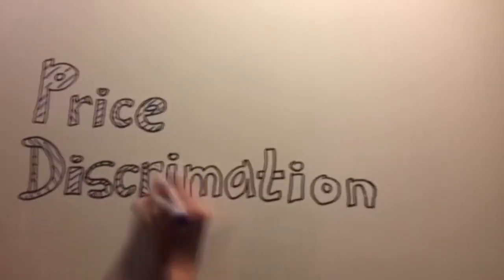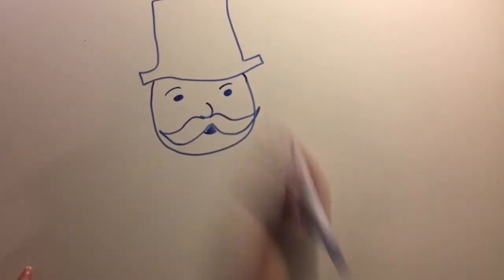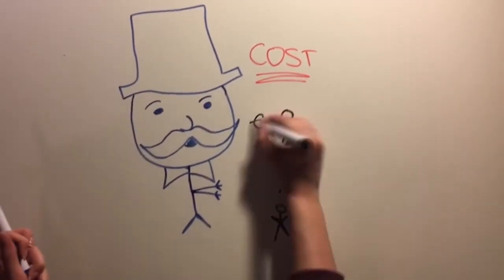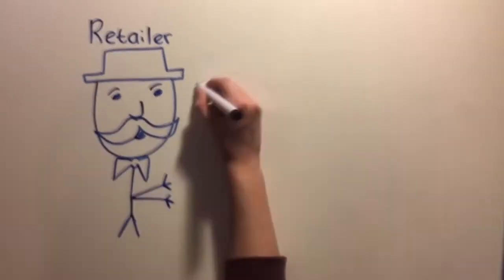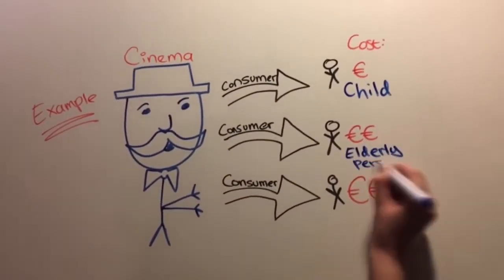Price discrimination. When a firm tries to sell the same good to different customers for different prices. The firm knows how much each customer is willing to pay and then charges them on that basis. An example of this would be cinema tickets. They charge different prices for adults, children, teenagers and senior citizens.